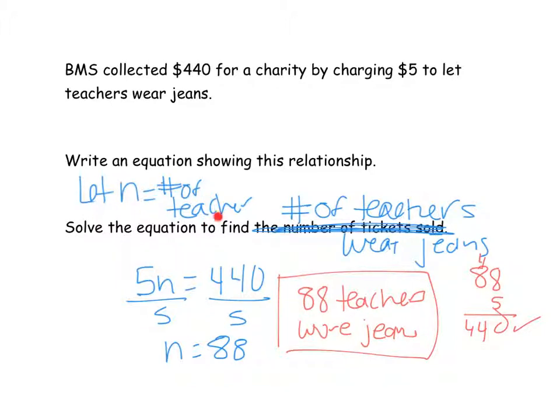So I named my variable. I said let n be the number of teachers. And then each teacher had to spend $5. So 5 times the number of teachers equals that 440. Since it was multiplied, I knew I had to divide. If I do it to one side, I have to do it to the other. And I came up with 88. But then I came over and checked my arithmetic. 88 times 5 was 440. So then I answered my question.